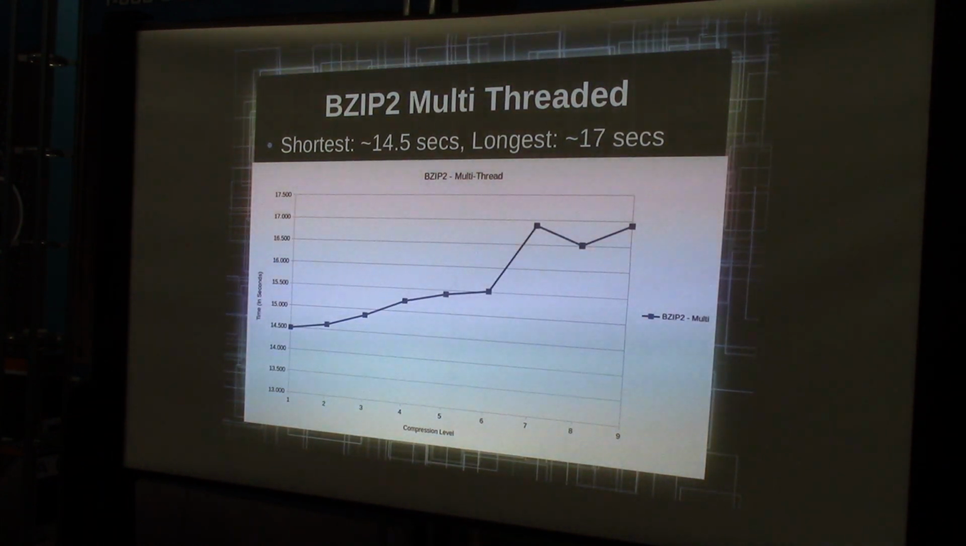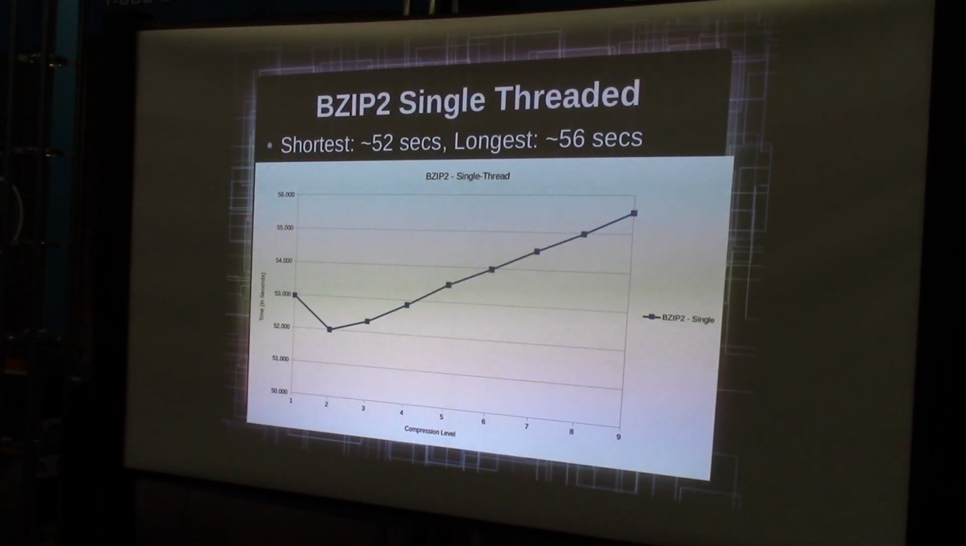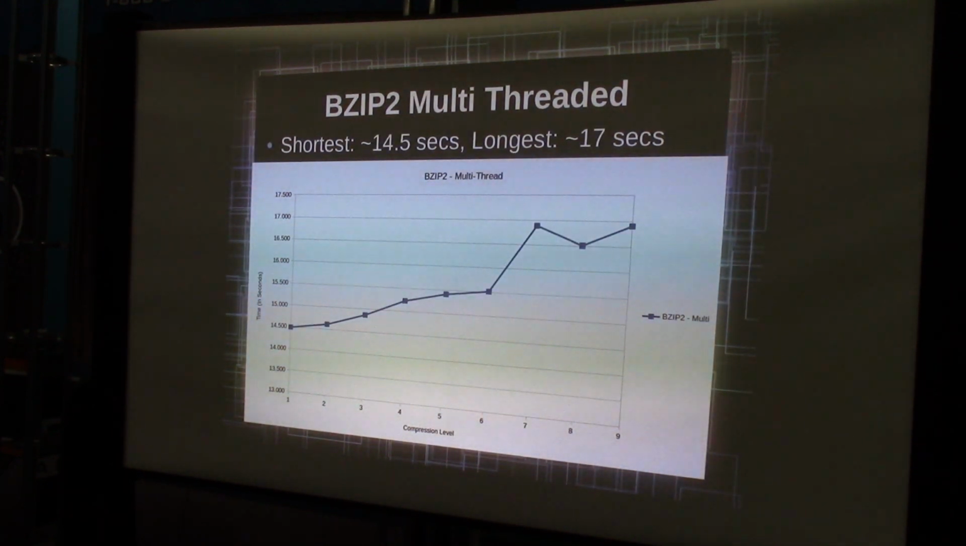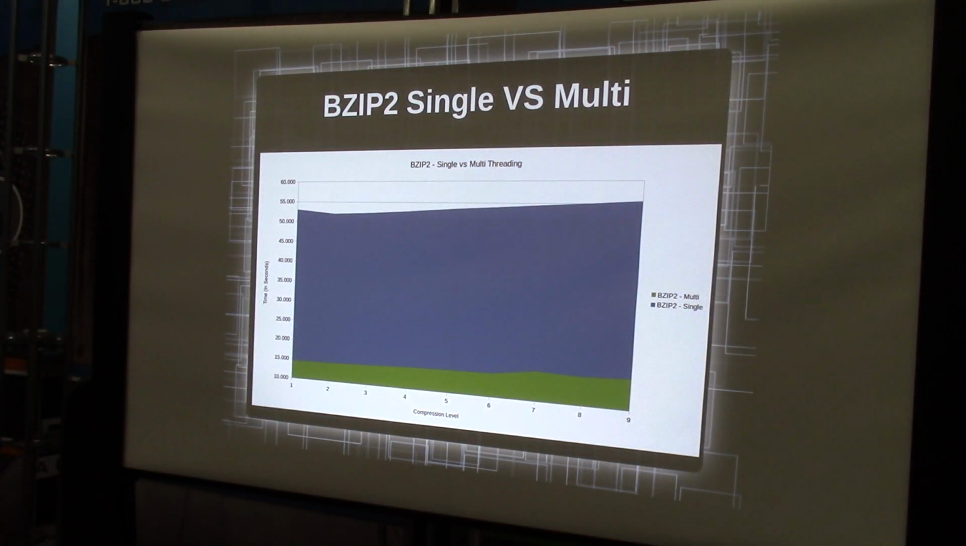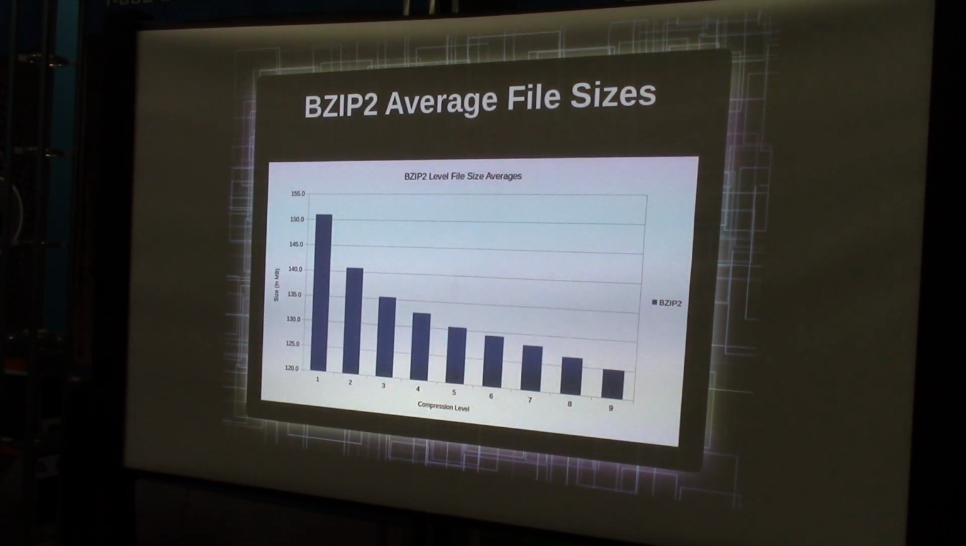Multi-threading shortened it down quite a bit. We were talking about 15 seconds versus a minute, and again very linear in performance between the levels. So if you're using this one, you might as well go ahead and go for level 9. It doesn't seem to matter as far as the time goes.